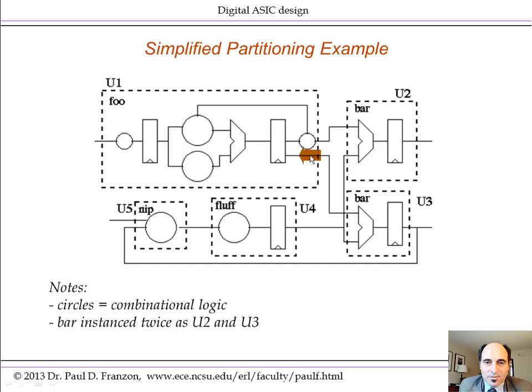Normally, in a synthesis run, you synthesize each module once, and if it's repeated, you just copy that synthesized netlist. In this example, that might be suboptimal because this ALU in U2 has to run faster than this ALU in U3. And in general, faster logic is bigger logic. So you might be better off synthesizing these separately so as to get smaller logic for U3 while achieving the higher speed needed for U2.